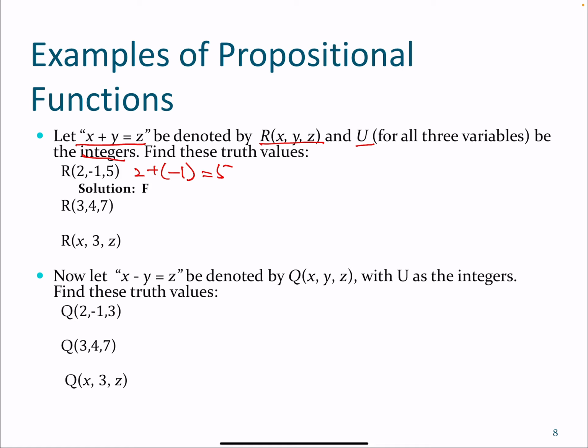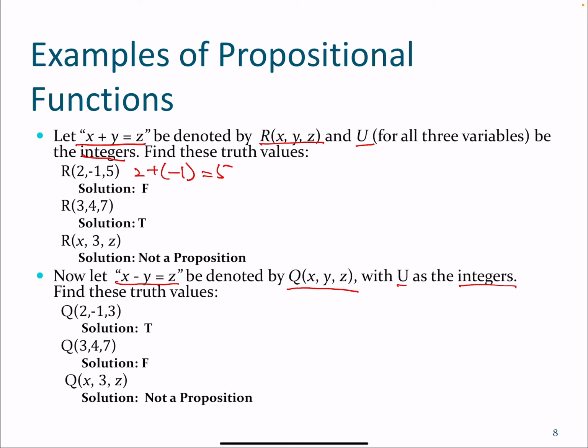Okay, and you can also check for the following two assignments: 3, 4, 7, which is true, and x, 3, z. Right now it is not a proposition, because x and z are not assigned any value, they are still uncertain, not determined. You can also look at the second example, which is Q(x, y, z), this sentence right here, and the domain is integers, and you can also tell the truth values. The first one is true, the second one is false, and the third one is not a proposition, similarly.